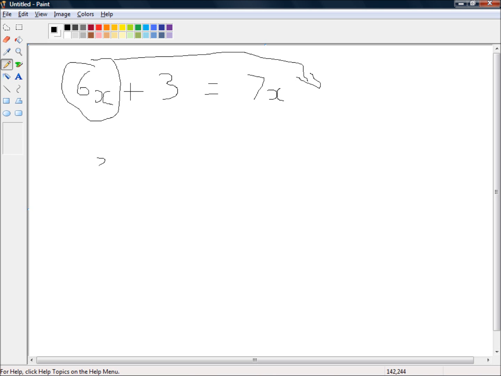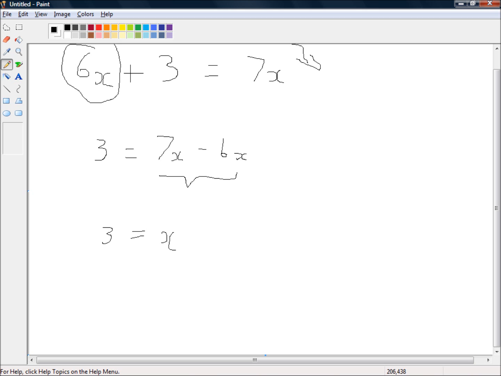So this time we've got 3 on the left hand side, and that's equal to 7x minus 6x. And now we can combine these like terms. So 3 is equal to, well, if we've got 7x's and we're taking away 6x's, then we've just got 1x. So if 3 is equal to x, then by the virtue of the equal sign, x must equal 3.